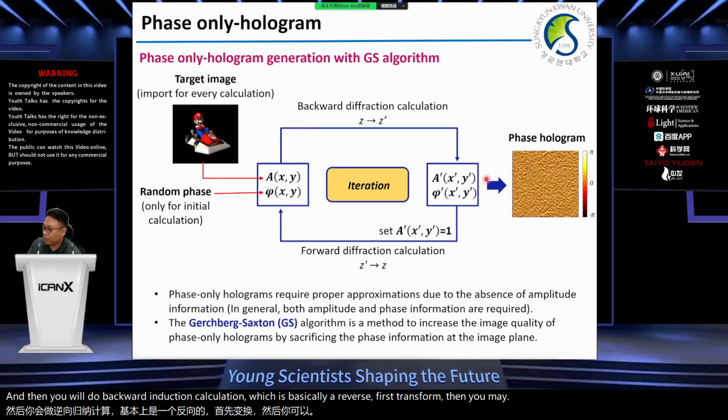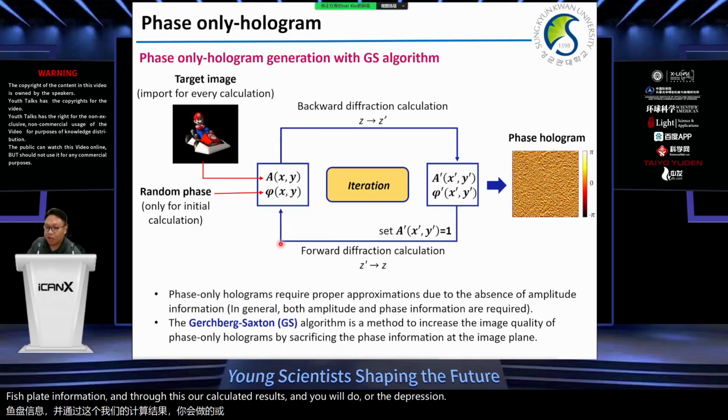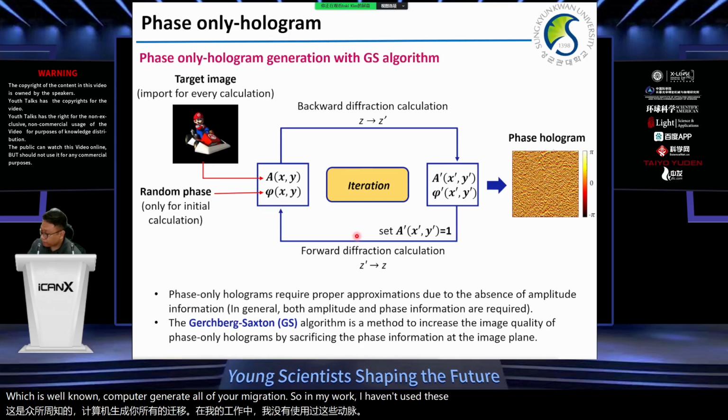Then you may calculate phase plate information. And through this calculated result, you will do the forward diffraction calculation again. Then you will calculate the discrepancy between the target image and the calculated result. And by iteration, you may find the optimal phase information for the hologram. So this is the well-known Gerchberg-Saxton algorithm, a well-known computer-generated hologram algorithm. In my work, I've used this algorithm.